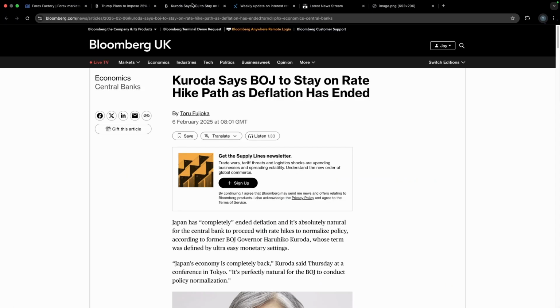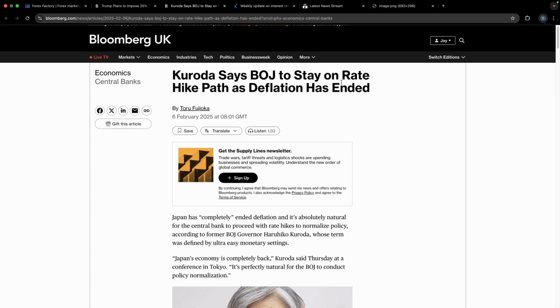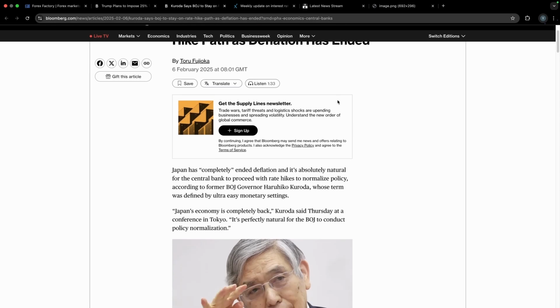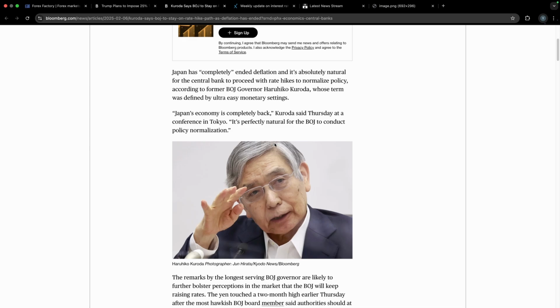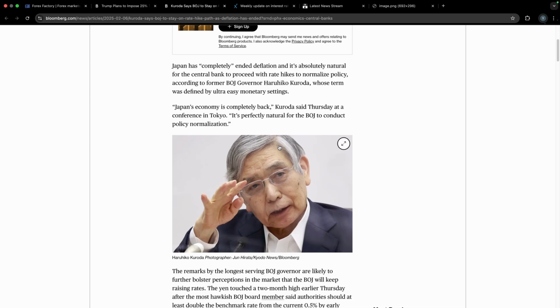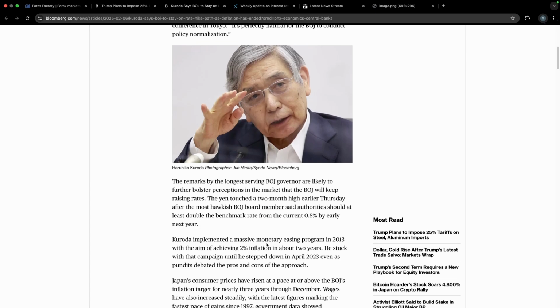And not so much different from this week, from last week. Kuroda says the Bank of Japan will stay on the rate hike path as deflation has ended. So they're very confident of the rate path and getting these hikes done. Especially if he has a deadline, not a deadline, but he definitely says that the authorities should at least double the benchmark rate from the current 0.5% by early next year.